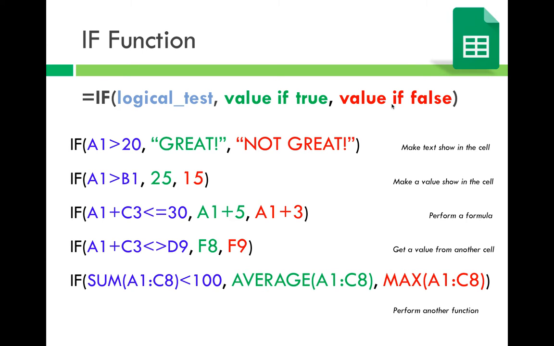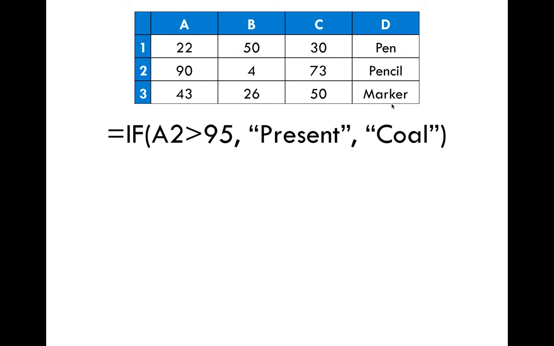Okay. Here are some examples of what that could look like. We'll walk through a couple of examples actually using a spreadsheet. So maybe this is the spreadsheet you're working with, and here's the if function we wrote in some other cell. If A2 is greater than 95, I want you to put present in the cell. If it's not, if it's false, I want you to put coal in the cell. Maybe this is Santa trying to decide if you deserve a present or coal in your stocking. So here's the logical test, value of true, value of false.